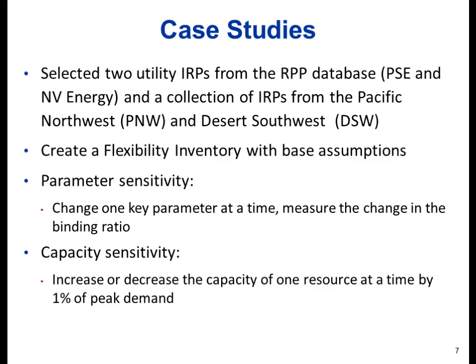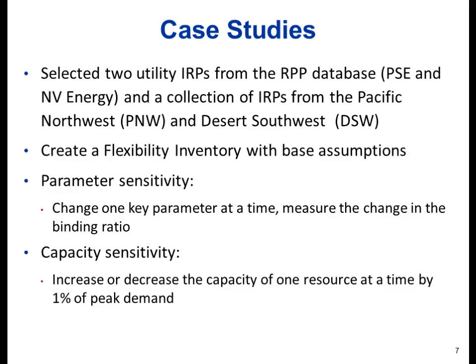So to demonstrate this approach and to better understand some of the drivers of flexibility supply and demand, we conducted a case study based on a set of IRPs in that database. We selected 2 utility IRPs from different regions with different mixes of renewables. One in the Pacific Northwest, where wind is the primary variable renewable resource, and the other in the desert Southwest, where solar is the primary resource. We also conducted this flexibility inventory for a collection of IRPs in those 2 regions, and included in that collection were those particular utilities that we focused on.